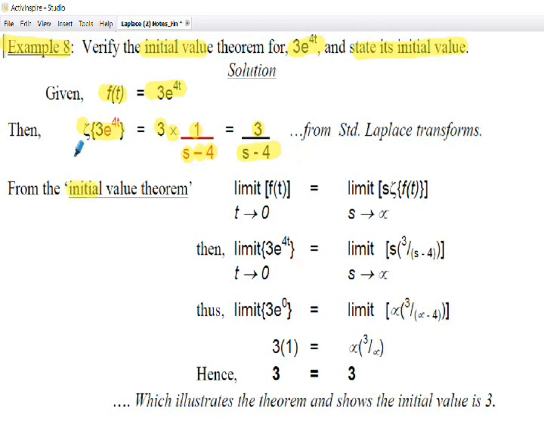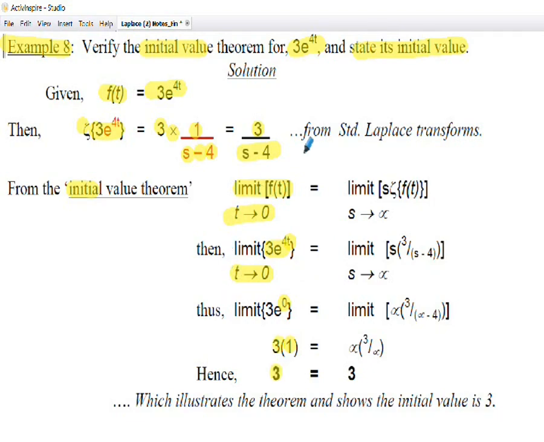Now using the initial value theorem here, on the left hand side of the equation our limit for the function of t, the time domain, is t tending towards 0. So what we will do here is we'll simply put the value of t equal to 0 wherever we have a t in our function. So the function we're given is 3e to the 4t, and we're looking at when t tends to 0. If you put the 0 in for the t, we basically get e to the power 0, and anything to the power of 0 is 1, so we end up with 3 times 1, 3 on the left hand side.